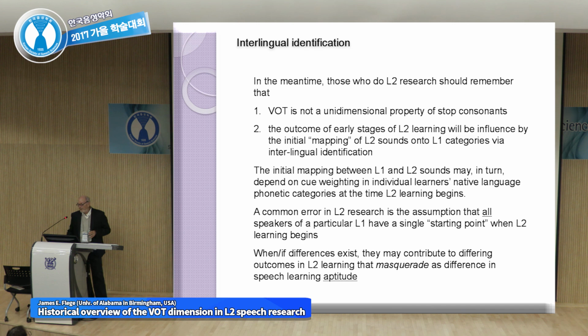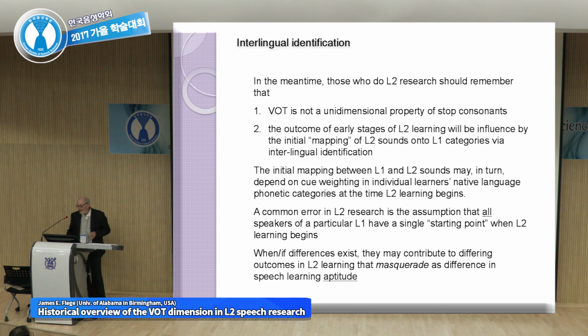In the meantime, those who do L2 research should remember that VOT is not a unidimensional property of stop consonants, and that the outcome of early stages of L2 learning will be influenced by the initial mapping of L2 sounds onto L1 categories via interlingual identification. The initial mapping between L1 and L2 sounds may in turn depend on cue weighting in individual learners' native language phonetic categories at the time L2 learning begins.